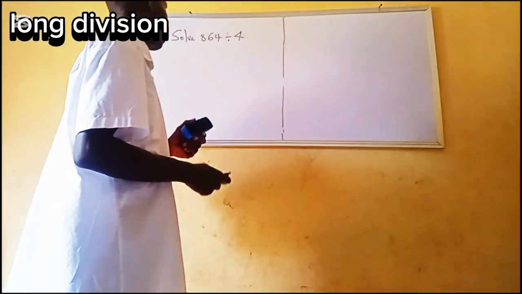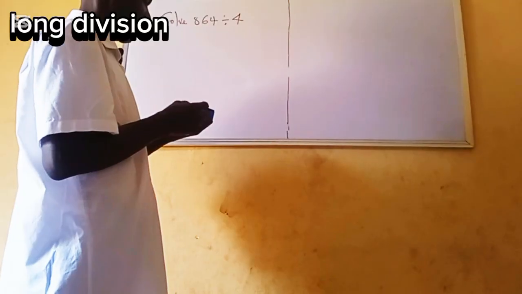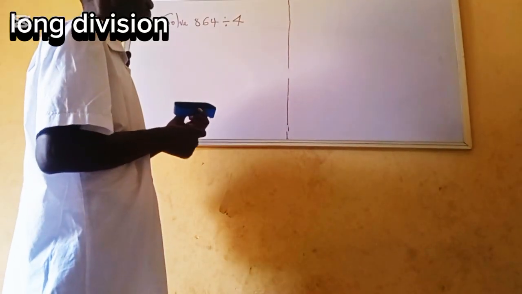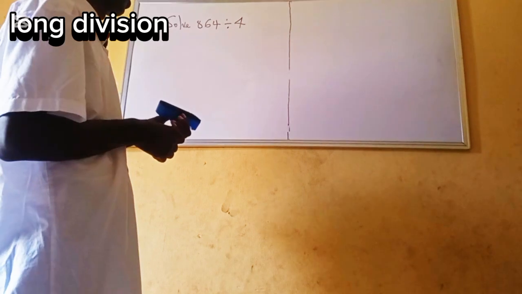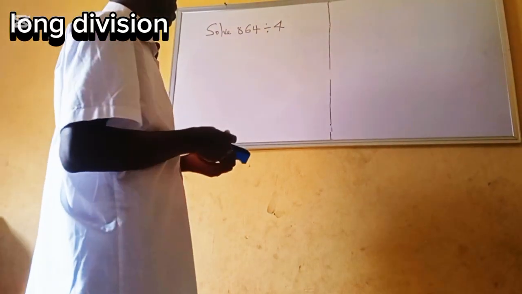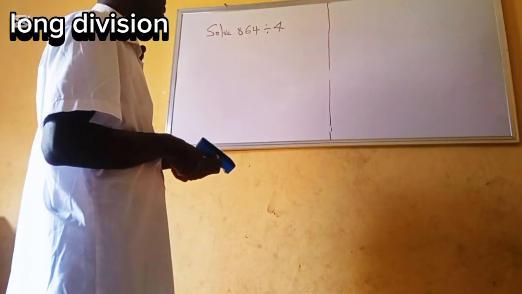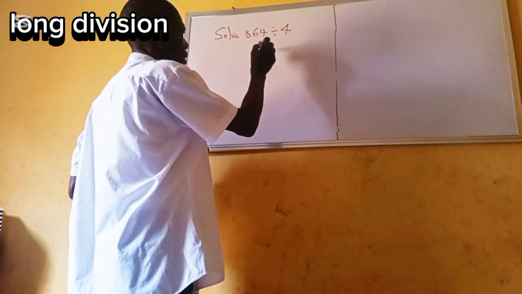So when you are given a long division to solve, there are 4 steps to follow to solve any long division, no matter the number of digits you are given. There are 4 steps to follow.